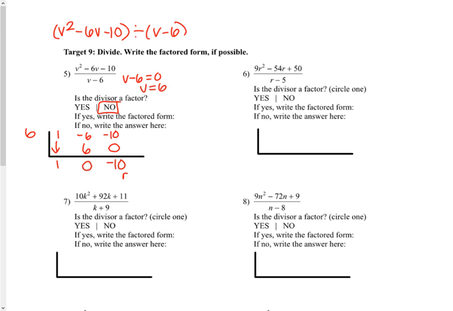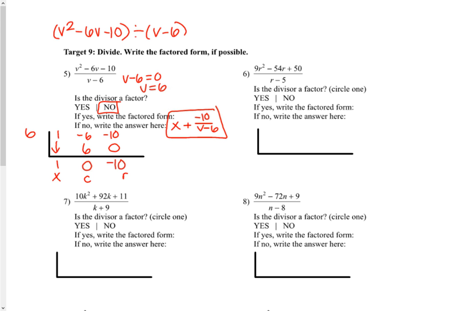Remembering that this is our remainder, our constant, and our x. So I'm going to have 1x. I don't need to put plus 0, so I can ignore that. But I'm going to have plus my remainder over what I divided by. So -10 over v minus 6.